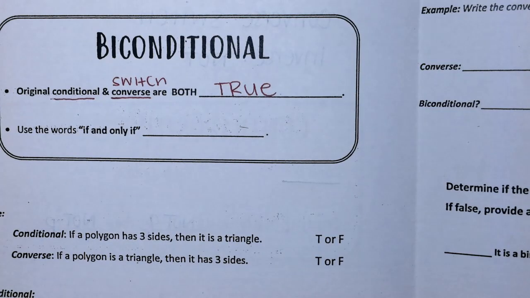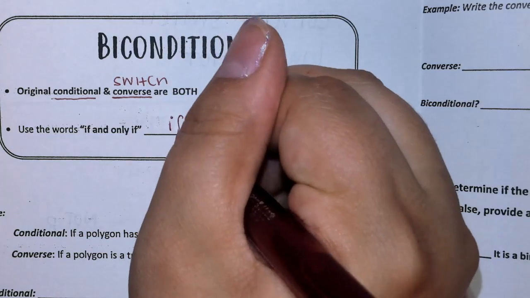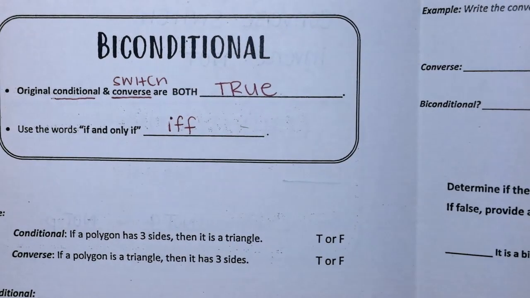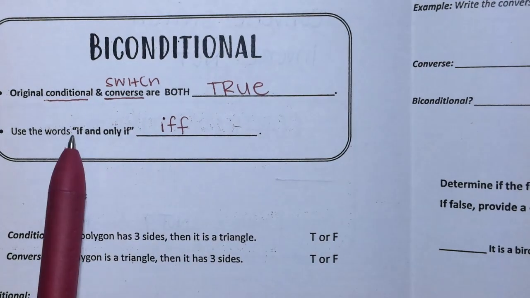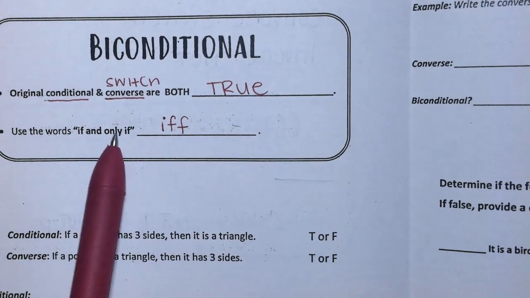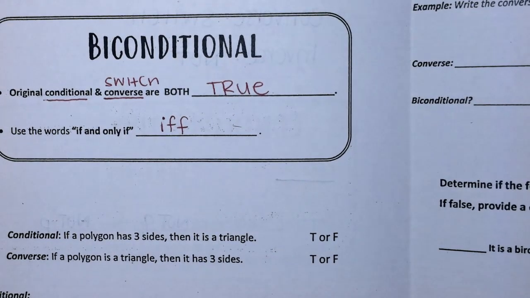And whenever we're writing about biconditionals, we usually write the words if and only if. However, I'm a lazy math teacher, sorry. I'm going to write IFF. IFF in this room is going to mean if and only if. Okay? IFF, those 3 letters. When I write that, what I'm really saying is if and only if. Yeah, it's just an abbreviation.